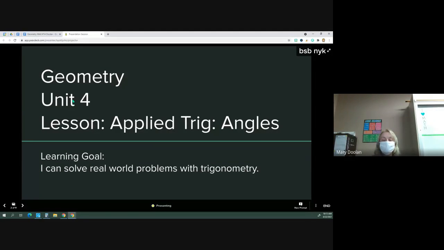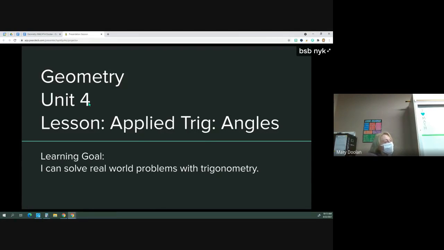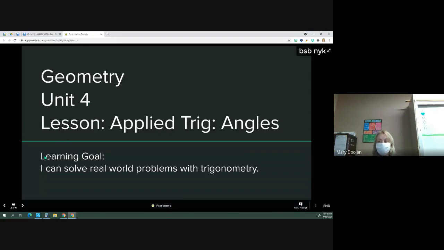So we're finishing up Unit 4. Next week we'll be reviewing and then testing on Unit 4 on trigonometry. This week we really didn't learn anything new. We're just applying it more to problems that you might see in real life. So your learning goal is: I can solve real world problems with trigonometry.